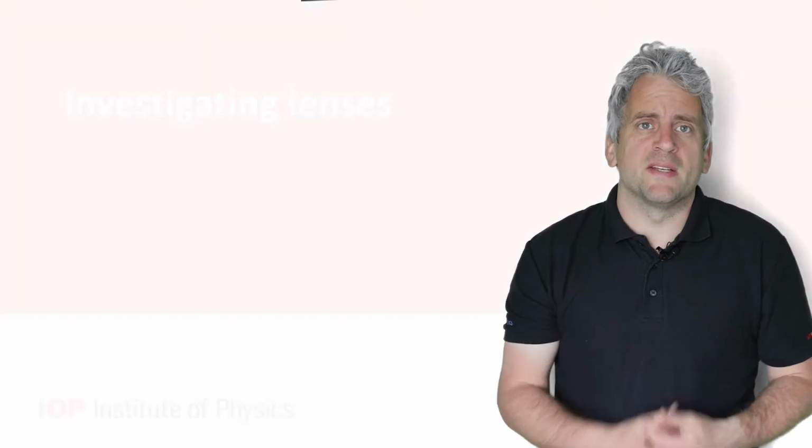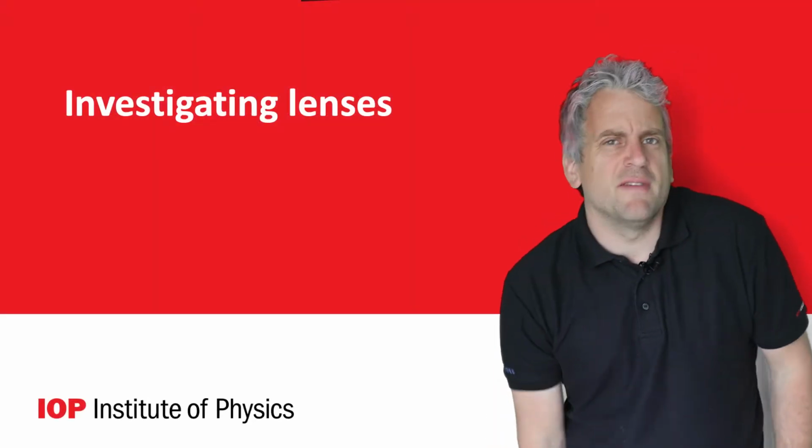A really nice way to start a lesson on lenses is just to give each student a single lens and ask them to investigate it, to play with it, to look through it, move it closer and further away from their eyes, to hold it up to the windows and generally to get used to what it does. If you've never done this before, it's really worth doing.